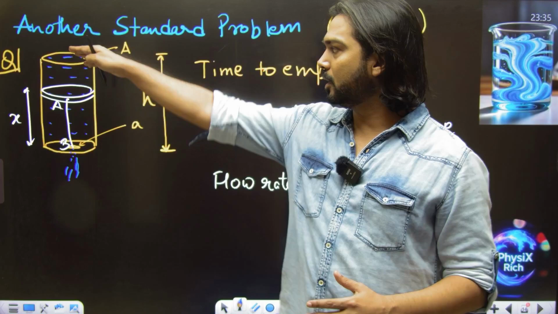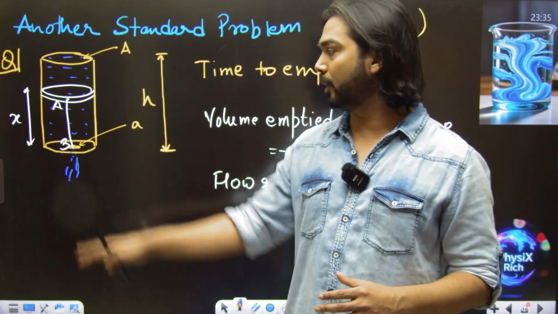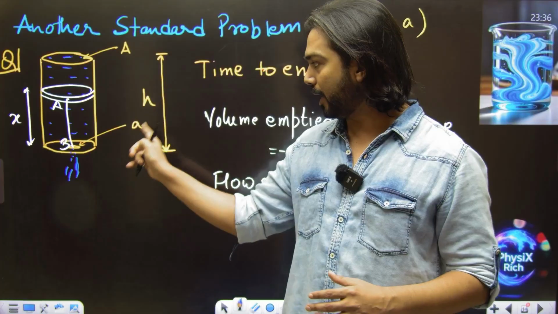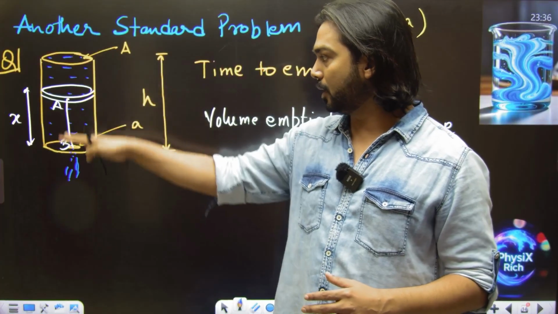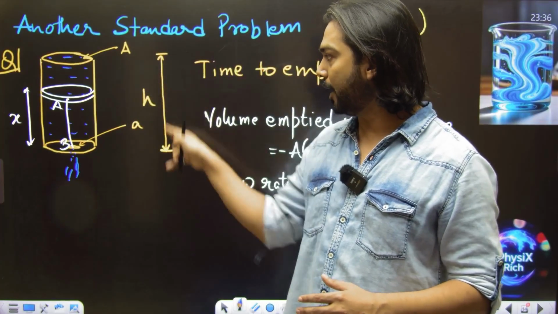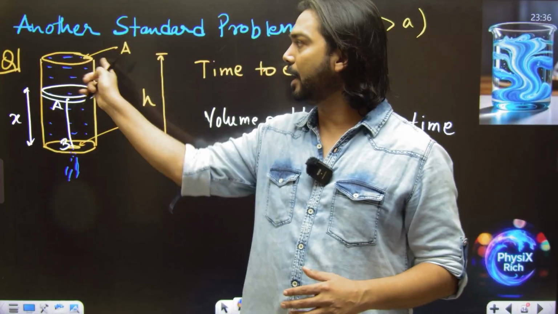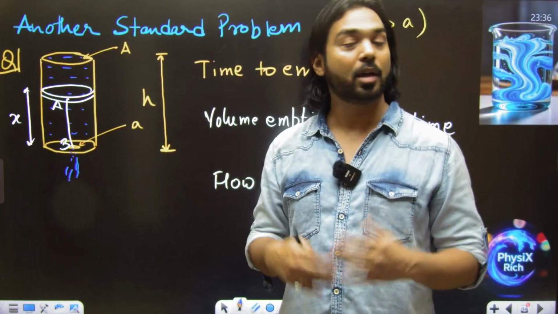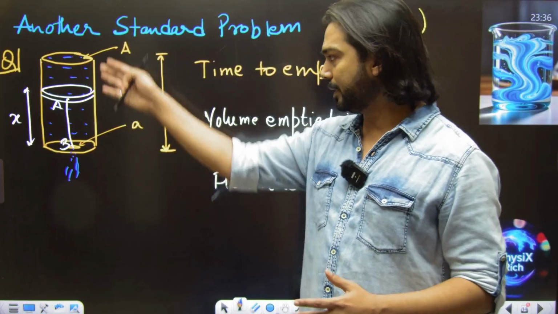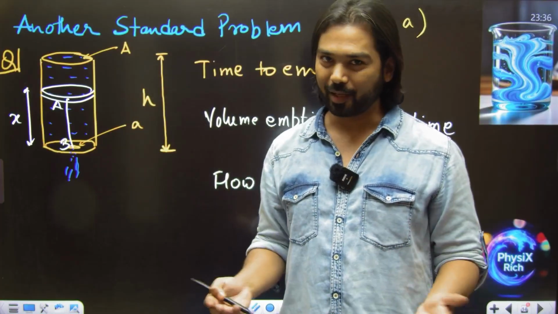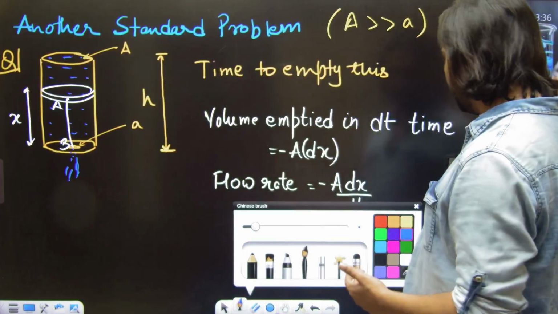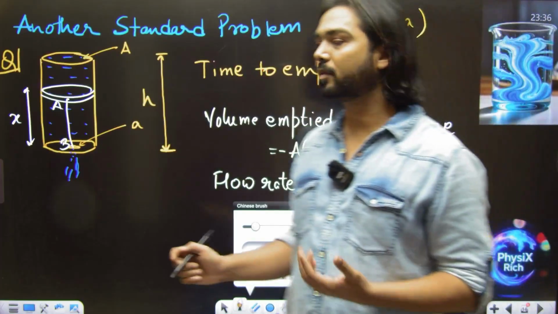And this cylinder is full of liquid, and the liquid is being poured out from this very tiny hole of area small a. This liquid is filled up to a height of small h, and the area of cross section of this cylinder is capital A. And now you're required to find out how much time it will take for this cylinder to be completely empty. So that's the idea. So how do we approach this? We approach this using the concept of streamlines.